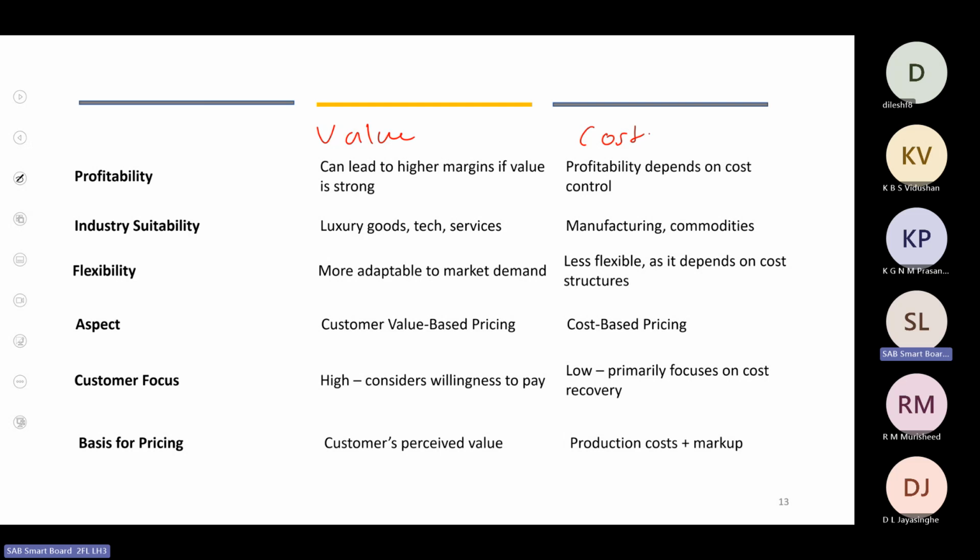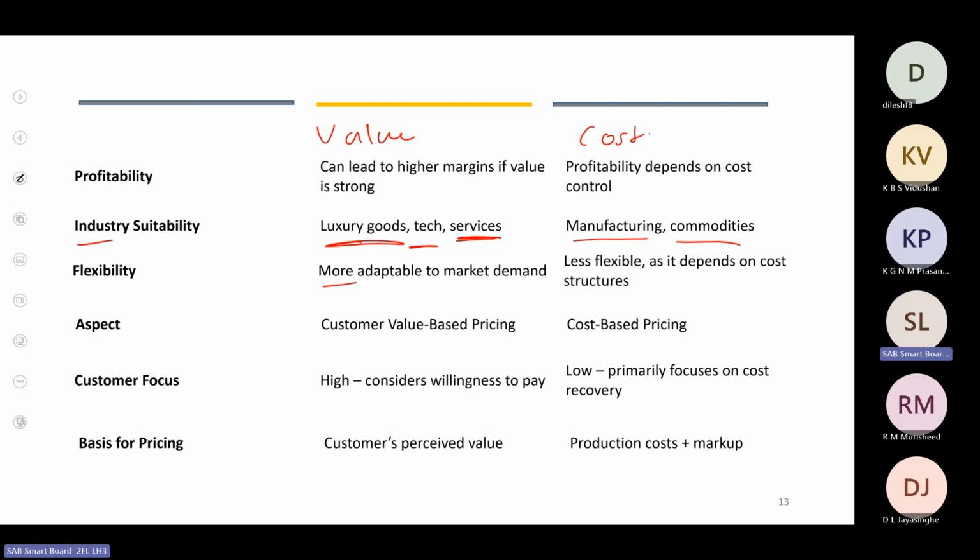Then industry suitability. Value-based pricing is very much related to luxury goods, tech products, and services. But when it comes to manufacturing and commodities like furniture, cost-based pricing would be very much ideal.